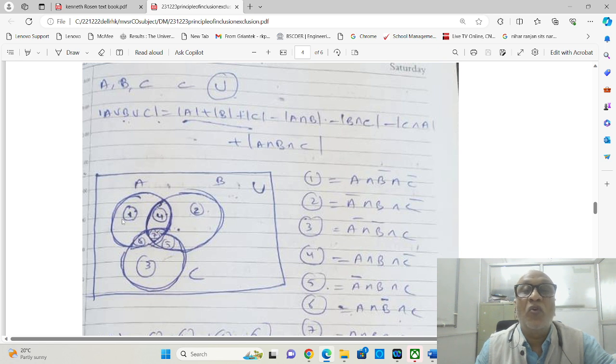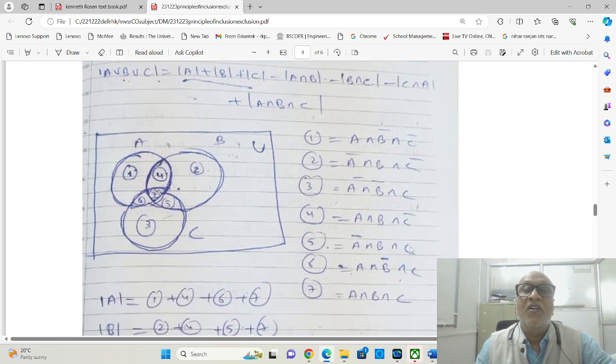So 1 will be how much? It will be A intersection B bar intersection C bar. 2 will be how much? A bar intersection B intersection C bar. 3 will be how much? A bar intersection B bar intersection C. 4 will be how much? A intersection B intersection C bar. 5 will be how much? A bar intersection B intersection C. 6 will be how much? A intersection B bar intersection C. 7 will be how much? A intersection B intersection C.